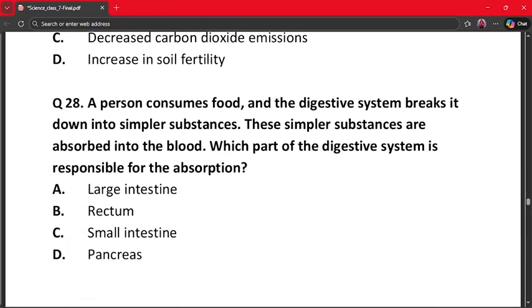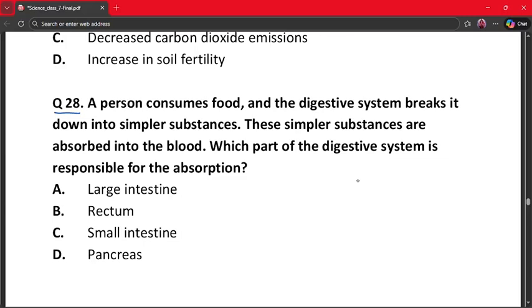The next question is question number 28. A person consumes food and the digestive system breaks it down into simpler substances. These simpler substances are absorbed into the blood. Which part of the digestive system is responsible for the absorption? A. Large intestine, B. Rectum, C. Small intestine, and D. Pancreas.